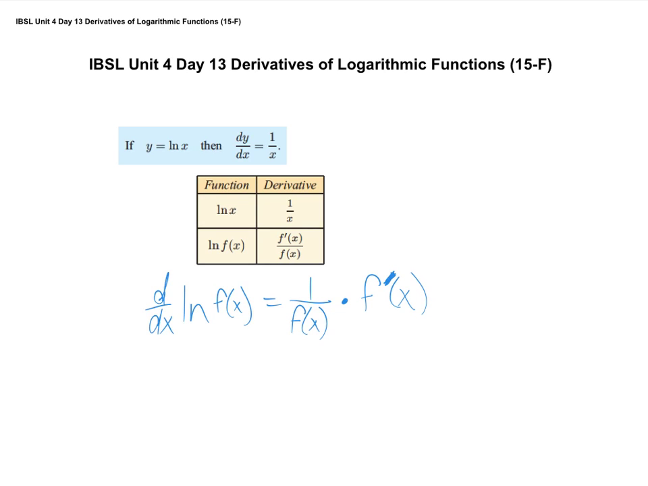This is where people mess up. They'll put the times f prime of x in the denominator as well. And it's not. It's 1 over f of x times f prime of x over 1. That's how it becomes f prime of x over f of x. Really easy mistake to make.